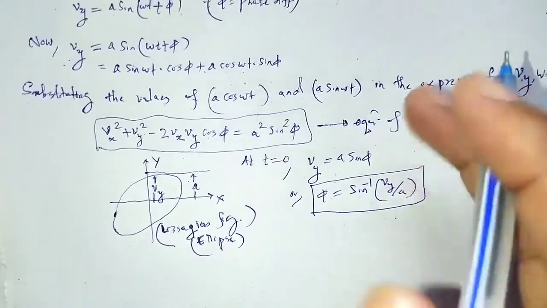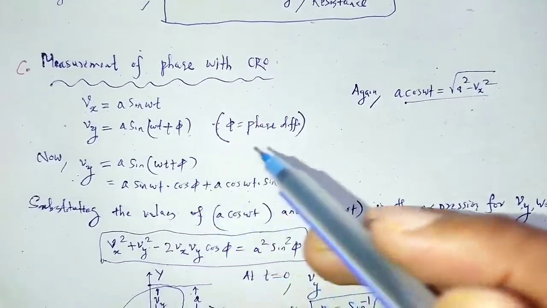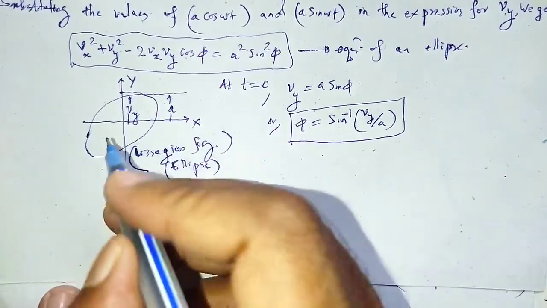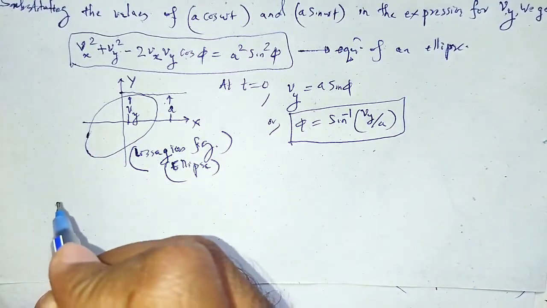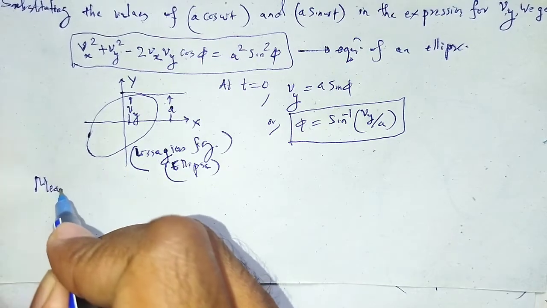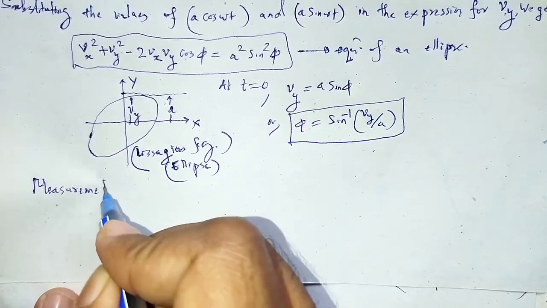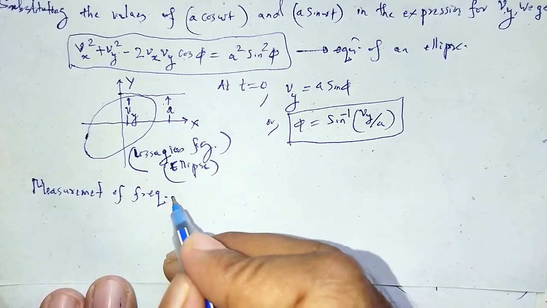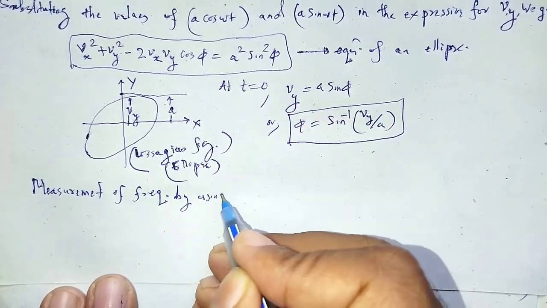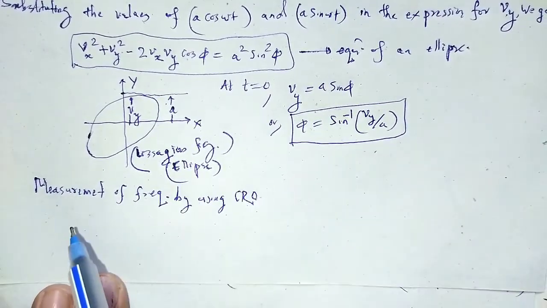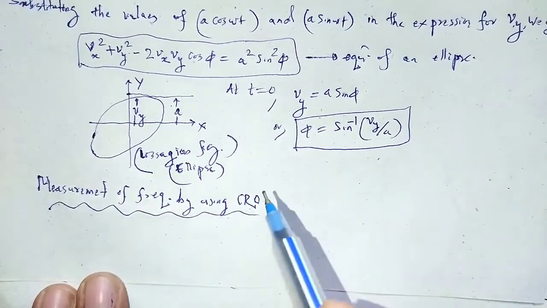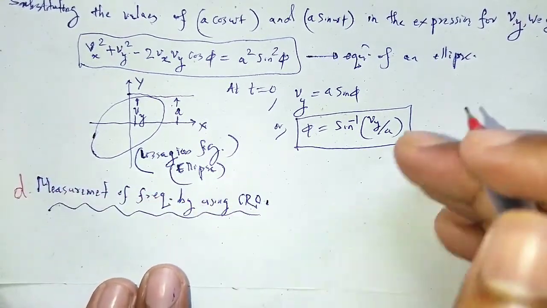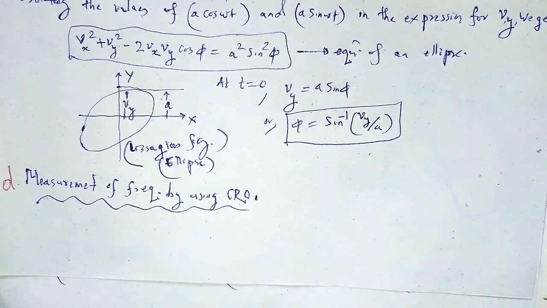Next, how do we calculate frequency by using the CRO? Measurement of frequency by using the CRO, cathode ray oscilloscope. It can be obtained by taking the Lissajous figure. How?